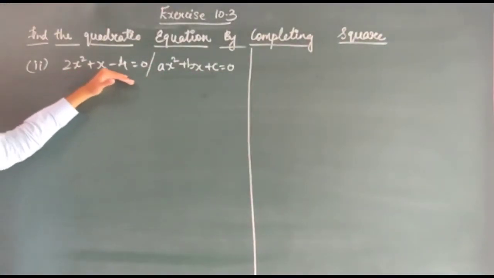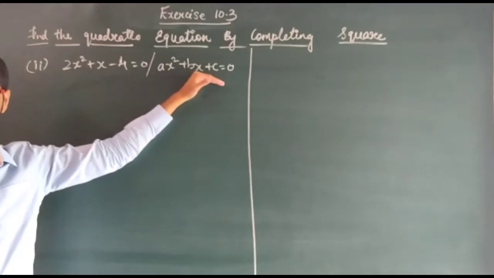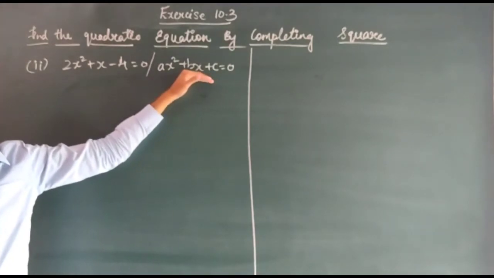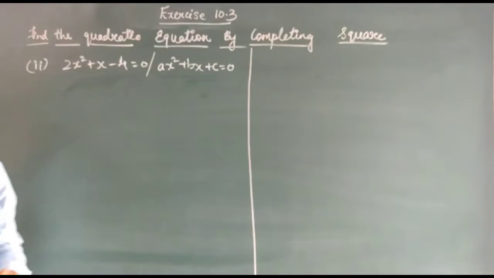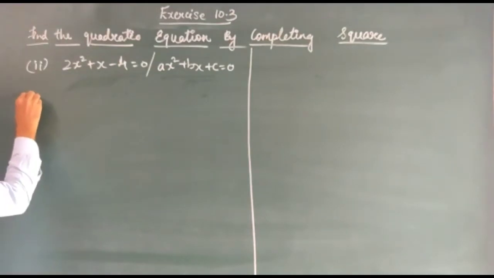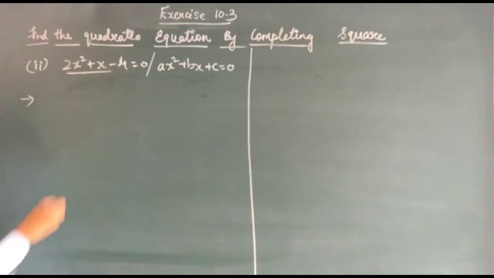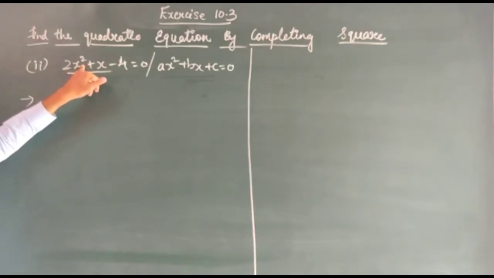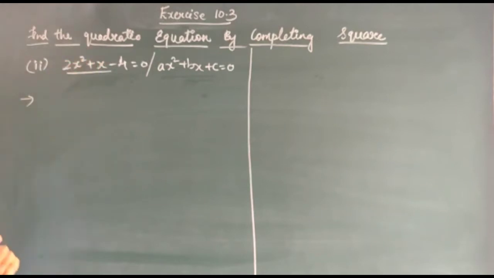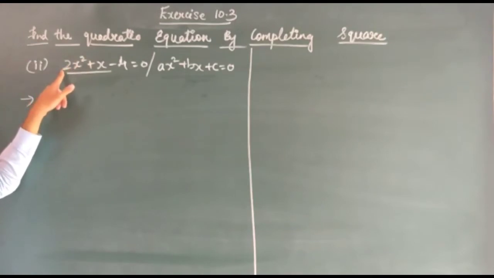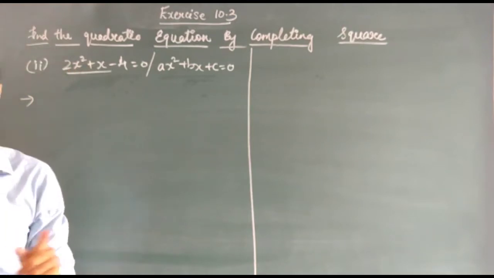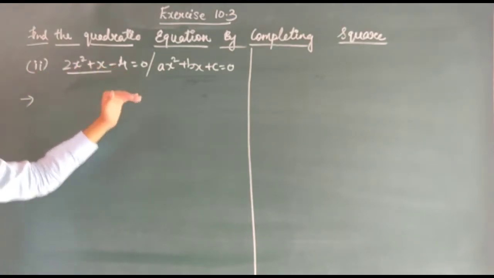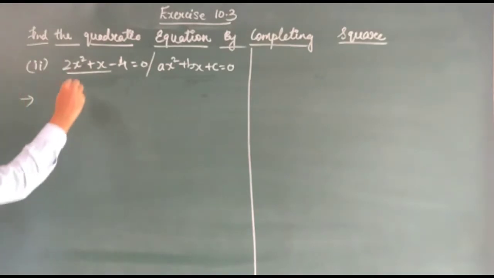Now by comparing the question with the general form of a quadratic equation, I can tell that the given question is quadratic in nature. Now step number 2. Step number 2 is I need to make the coefficient of x², not x, only x², to unity or 1. Now what is the coefficient of x² here? It is 2, right? Now in order to make the coefficient of x² 1 or unity, divide this entire quadratic equation by 2.